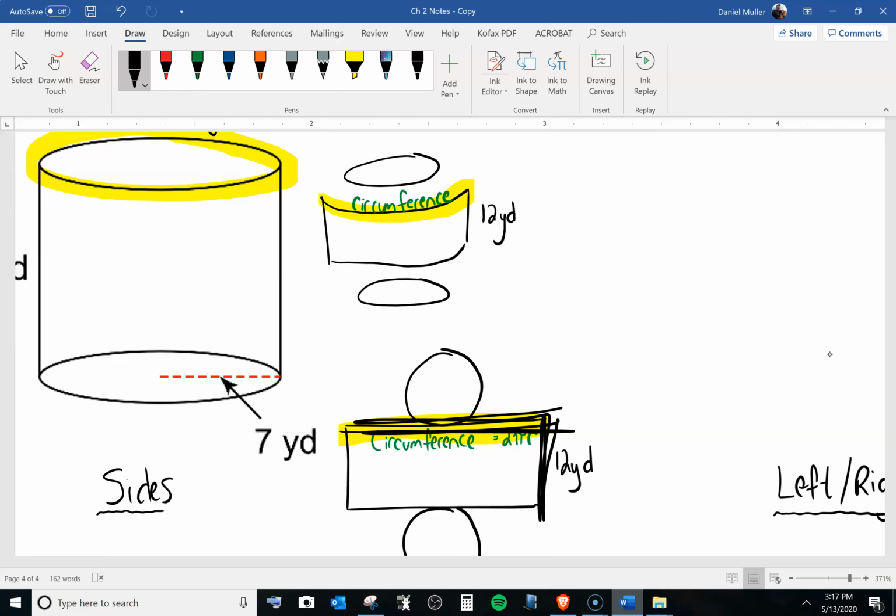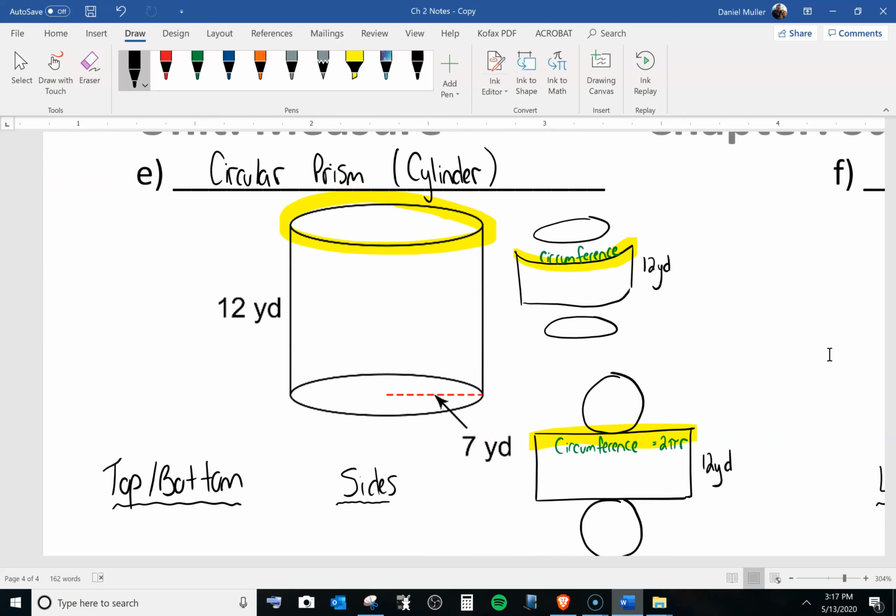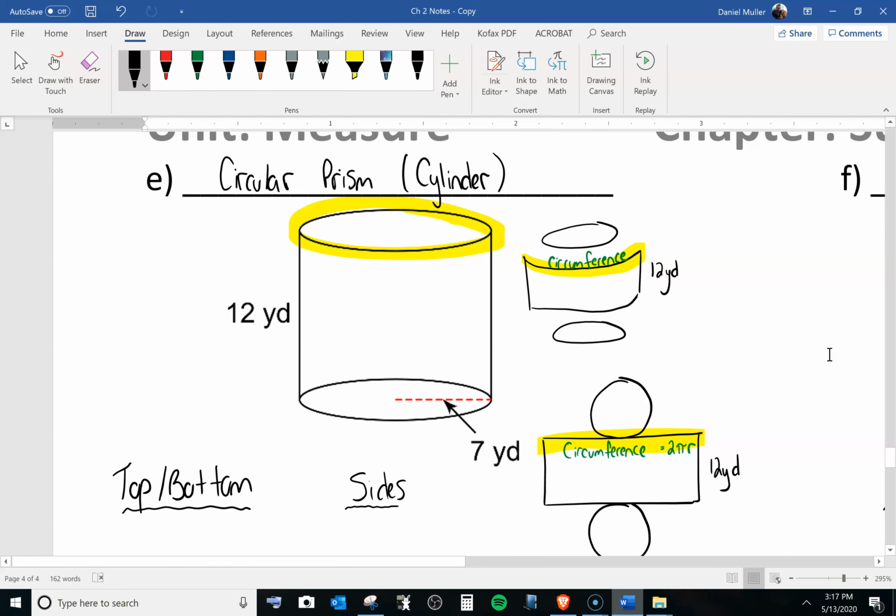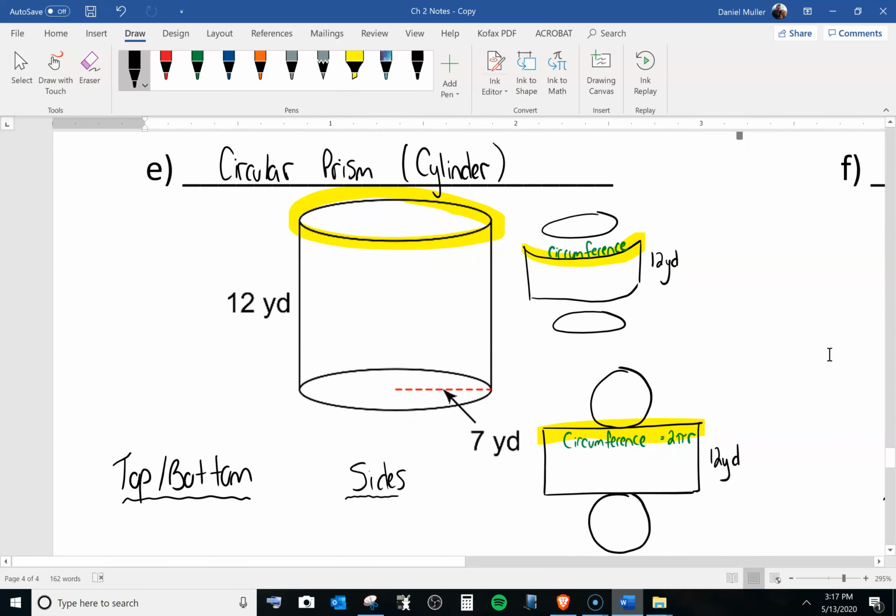Remember, it's base times height. So we're going to need to do that part after. So I'll just zoom out here. I've labeled this as top and bottom, and then we have the sides, which is just the part that wraps around. So freeze it and kind of copy this down, and then we'll actually solve this.